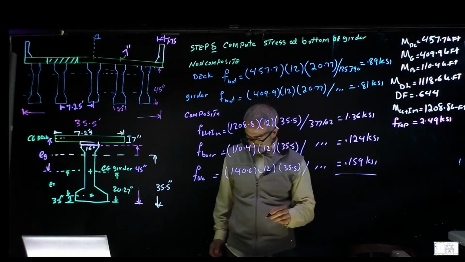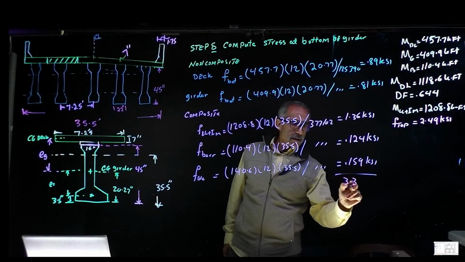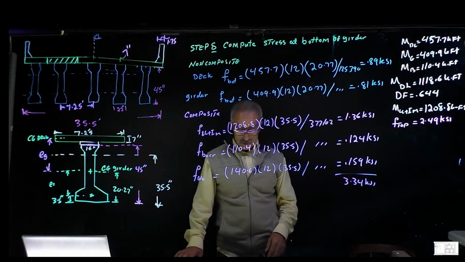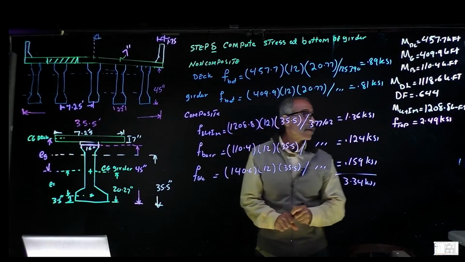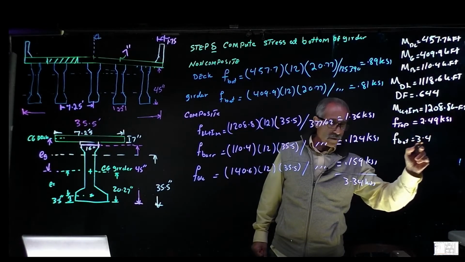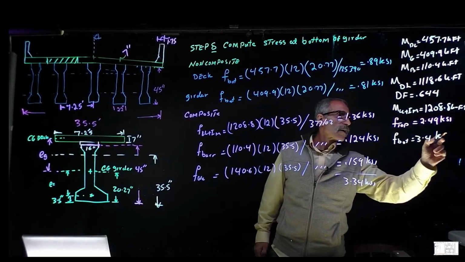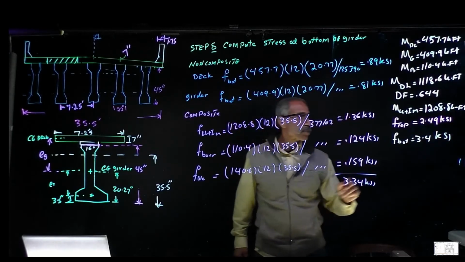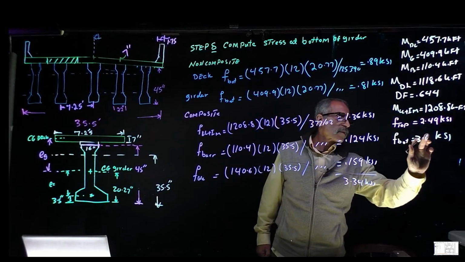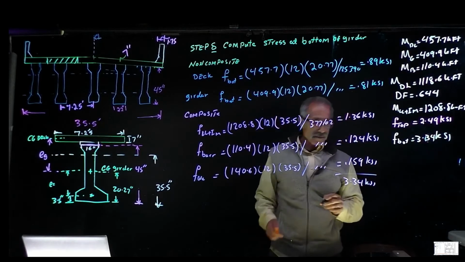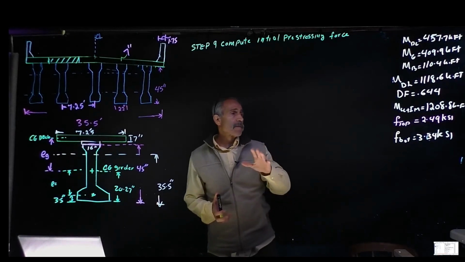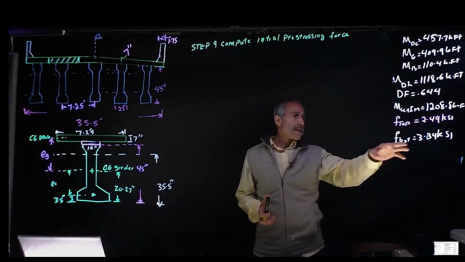and the total is going to come out to 3.34 KSI. So I'm going to say F of bottom comes out to 3.4 KSI. Was it 4? No, I was right. 3.34. There. So we just finished step number 8. So we put down this bottom stress 3.34 KSI.